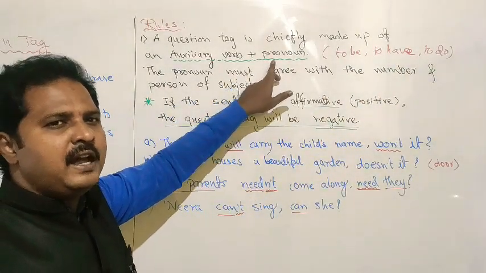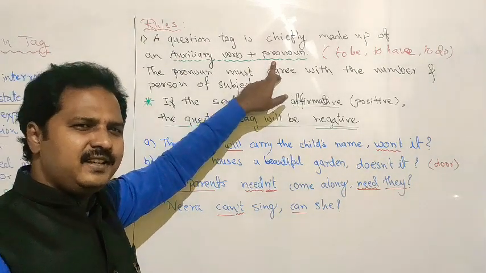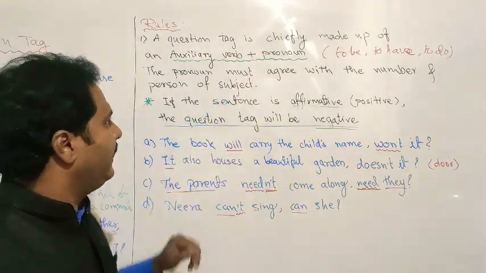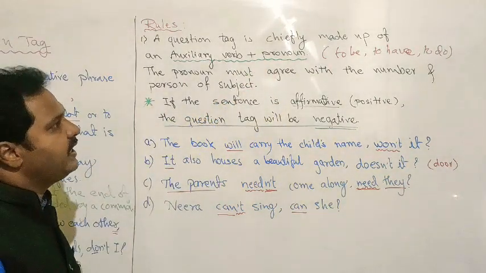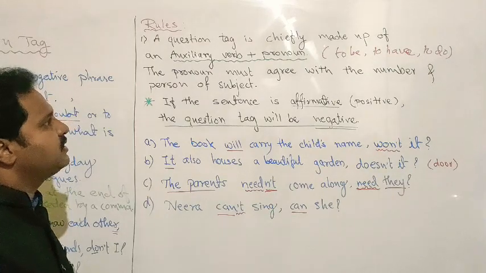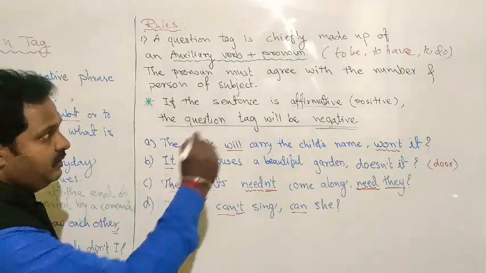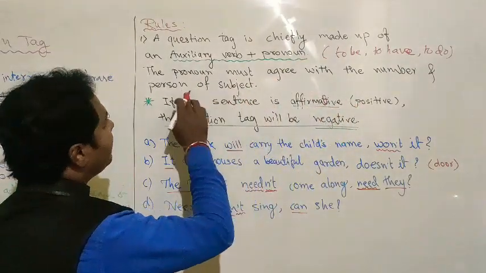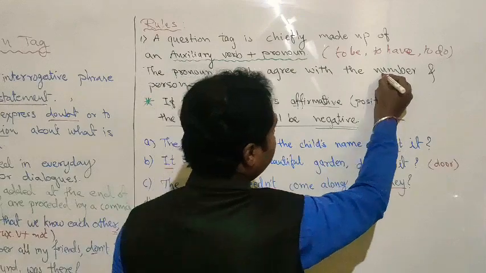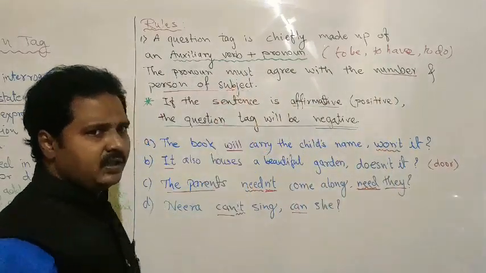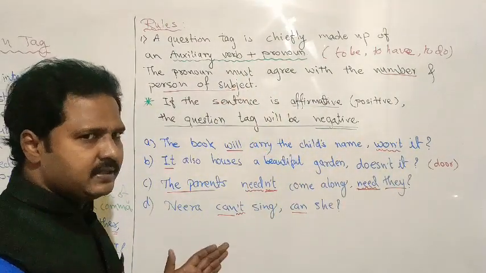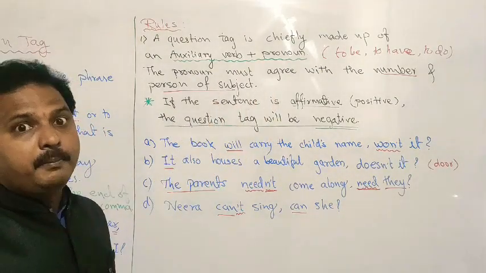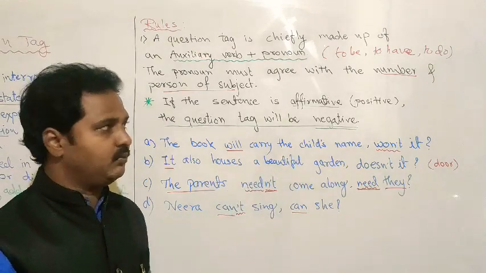We have seen I for I, you for you. If they are necessary, then put them as they are. If they are not necessary, then put that pronoun. The pronoun must agree with the number and person of the subject. Maybe the first person, maybe the second person, or the third person. Depending on that, we have to use that pronoun, or the numbers, singular, plural, or third person, whatever.